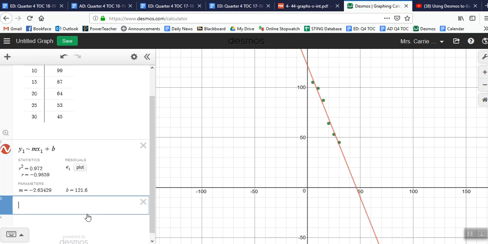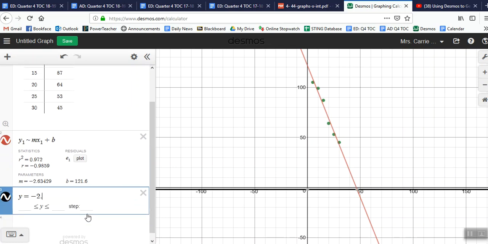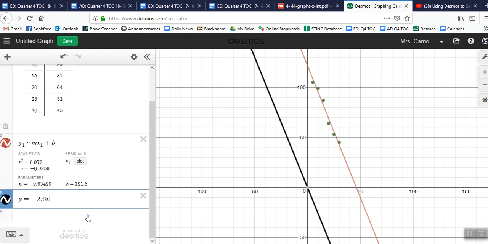So I would write my equation as y equals negative 2.6x plus 121.6. Oops, I missed my one. And there you go. And if you look, the line I just typed up pretty much hits pretty darn close to the red line.